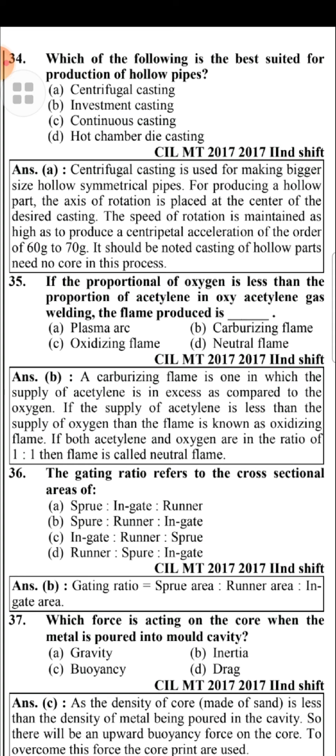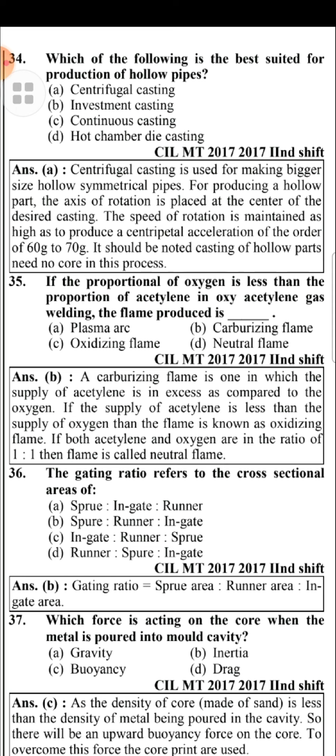If the proportion of oxygen is less than the proportion of acetylene in oxyacetylene gas welding, the flame produced is a carburizing flame. A carburizing flame is one in which the supply of acetylene is in excess as compared to the oxygen. If the supply of acetylene is less than the supply of oxygen, then the flame is known as an oxidizing flame. If both acetylene and oxygen are in the ratio 1 to 1, the flame is called a neutral flame.